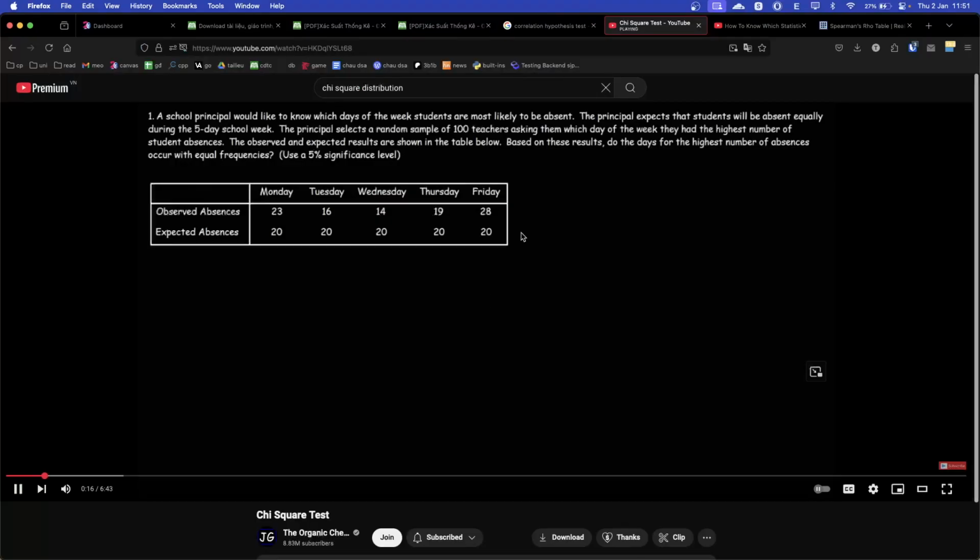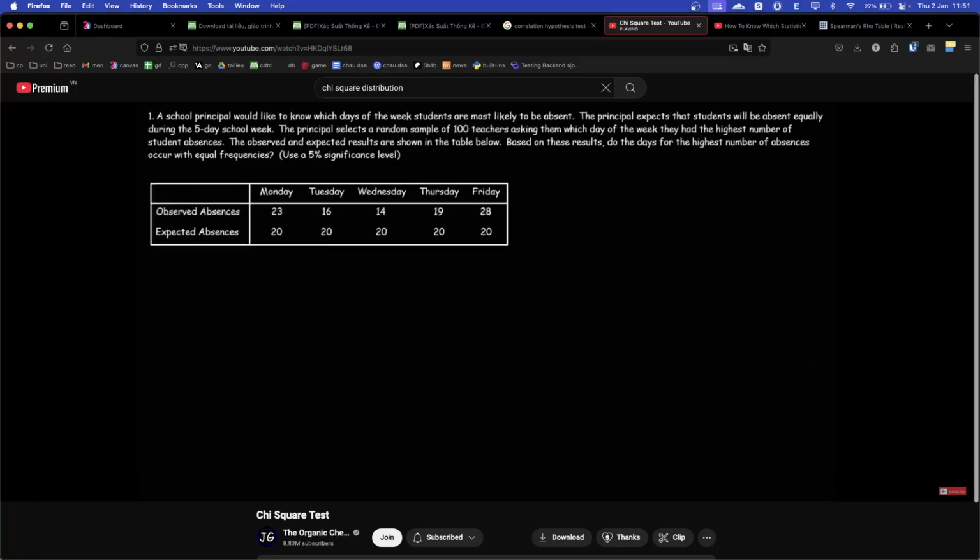The school principal would like to know which days of the week students are most likely to be absent. The principal expects that students will be absent equally during the 5-day school week. The principal selects a random sample of 100 teachers, asking them which day of the week they have the highest number of student absences. The observed and expected results are shown in the table below. Based on these results, do the days for the highest number of absences occur with equal frequencies? What would you say? Use the 5% significance level to find out the answer.